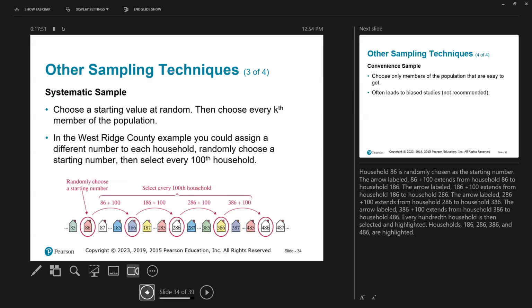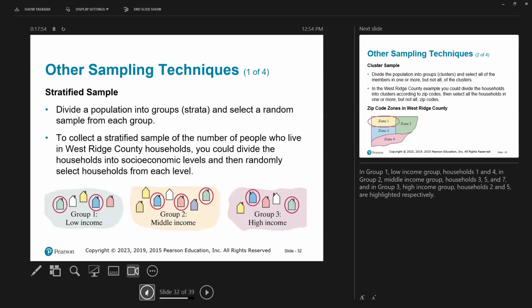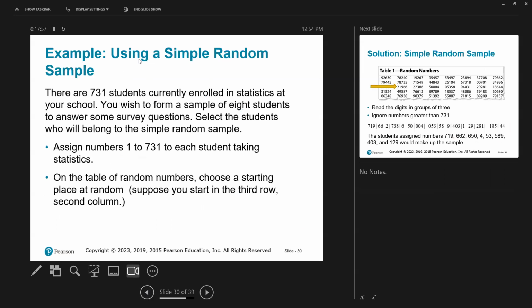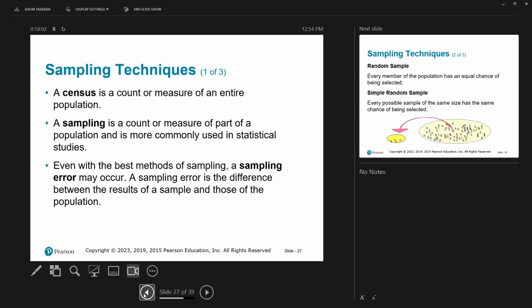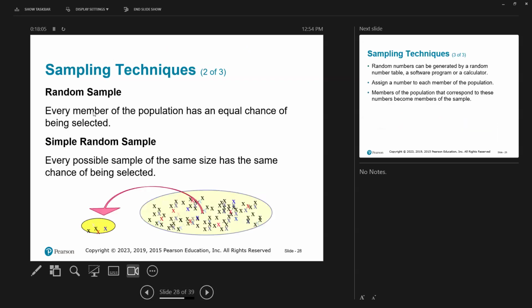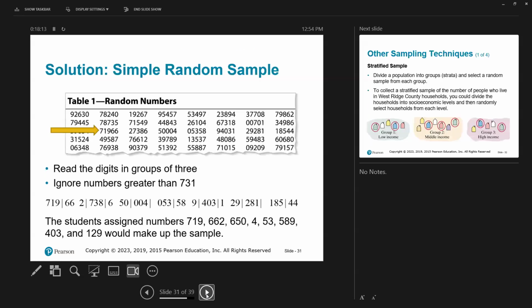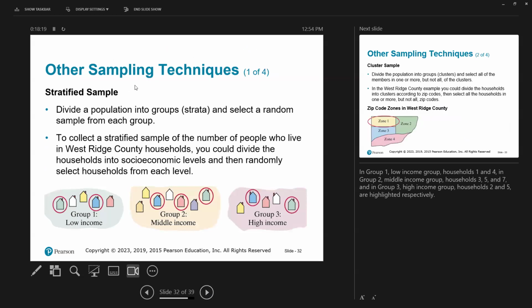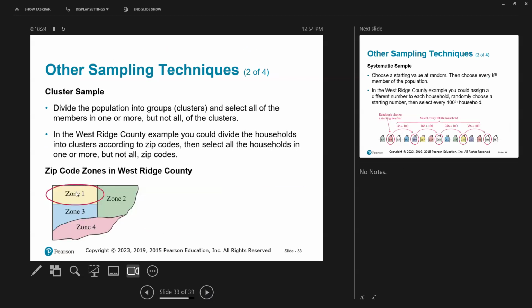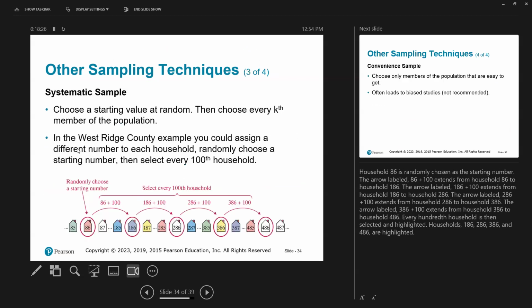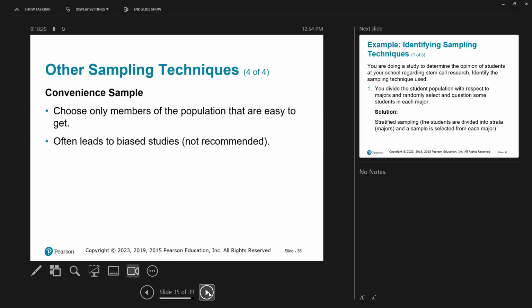So if you just quickly look at these sampling techniques again before we finish the video today. So we have simple random sample, right? Simple random sample technique just uses the random number generator. Other sampling techniques are stratified sample, cluster sample, systematic sample, and convenience sample.